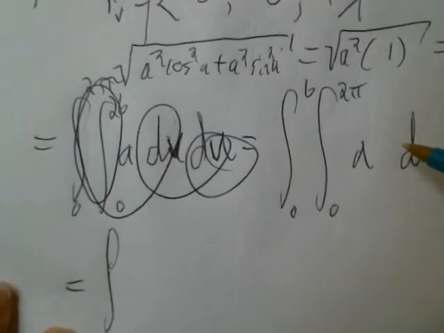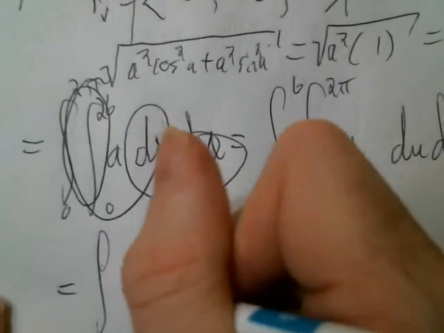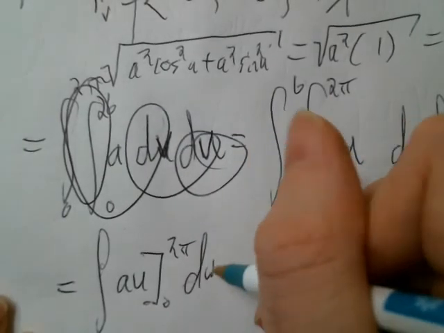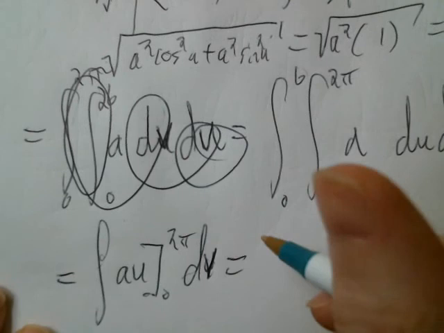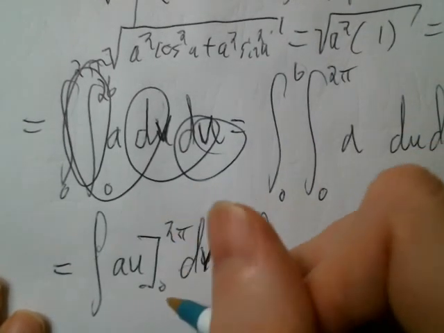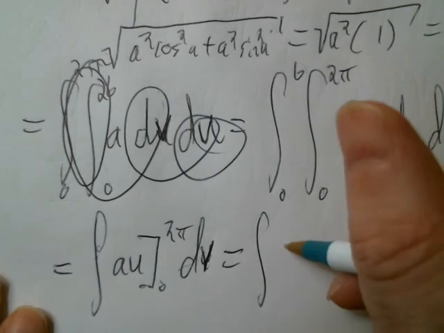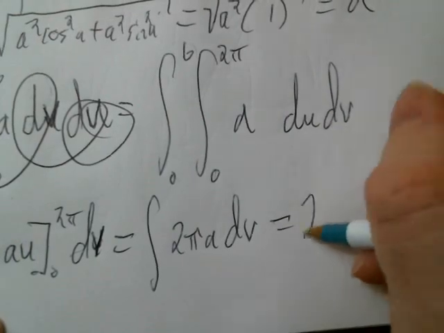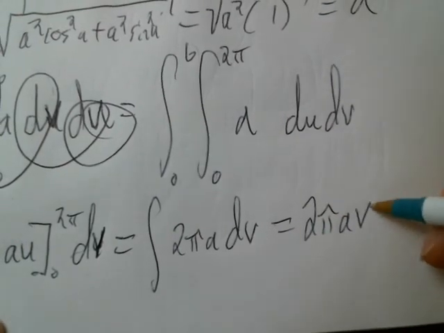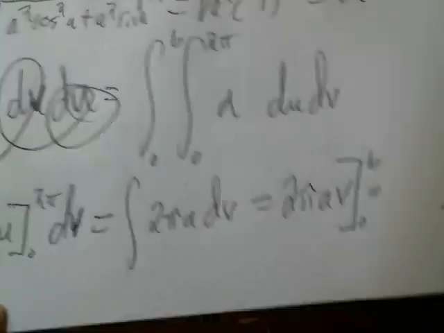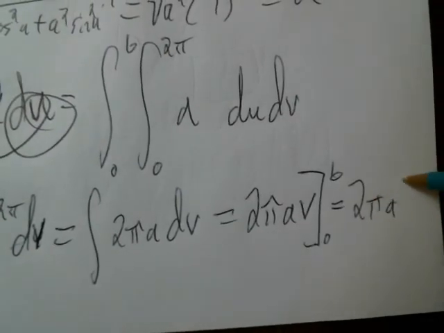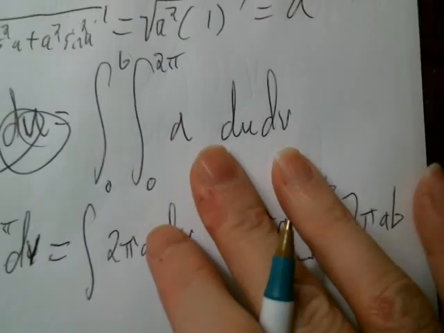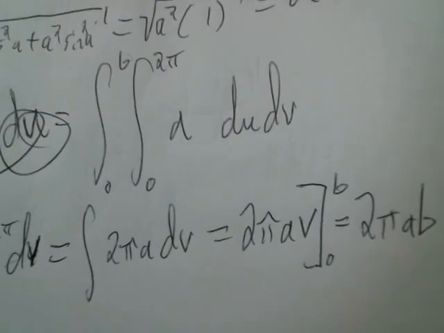So the integral is, all right, so I have au now. And then I have to evaluate that from 0 to 2 pi. And then we have a dv. Evaluating it, it'll be 2 pi a minus 0 a, which is just 2 pi a dv. And then integrate that with respect to v. So 2 pi a v, evaluated from 0 to b. And that's just going to be 2 pi ab. Okay. So there's that. Yeah, it's a lot to stomach, but you know.